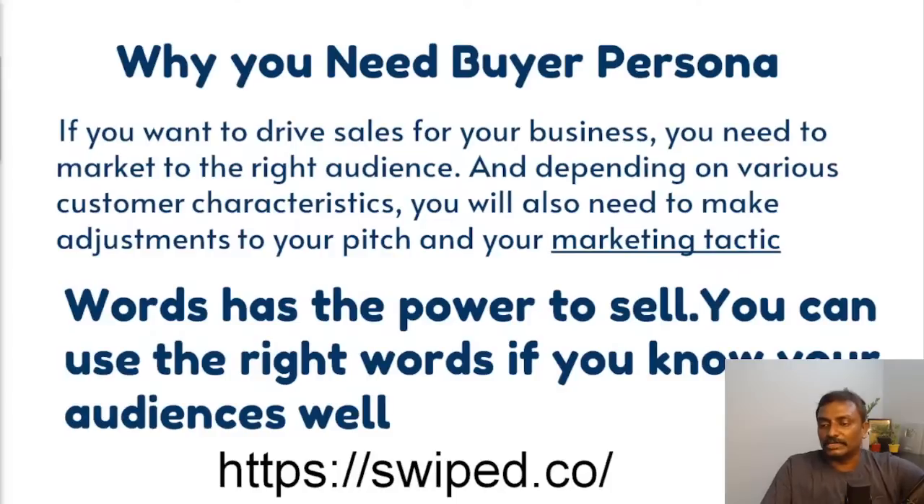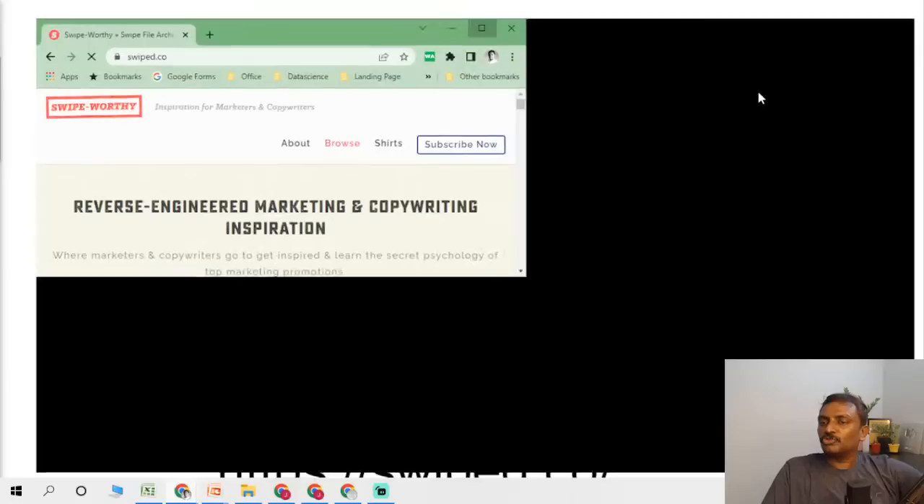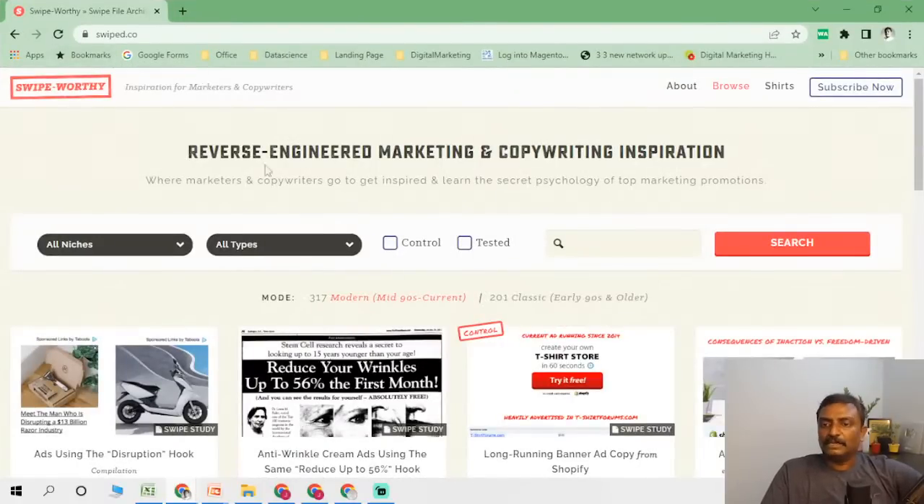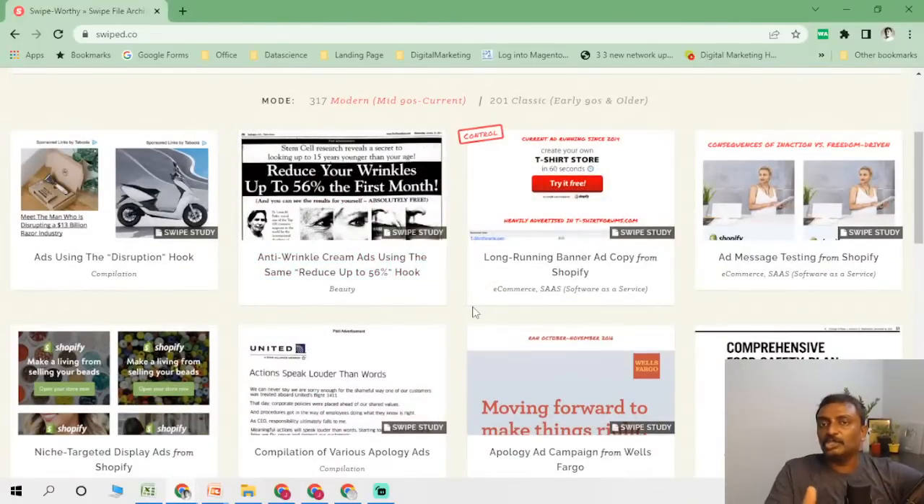So I want you to go through a website called swipe.co. I'll show you the website. This website is for writing ad copy. Swipe.co. I'll open the website. So I want you to go through this website called swipe.co. Go and sign up. There you have the best written ads, which you can copy and reuse.